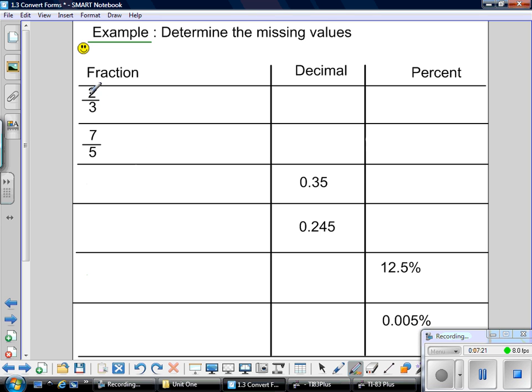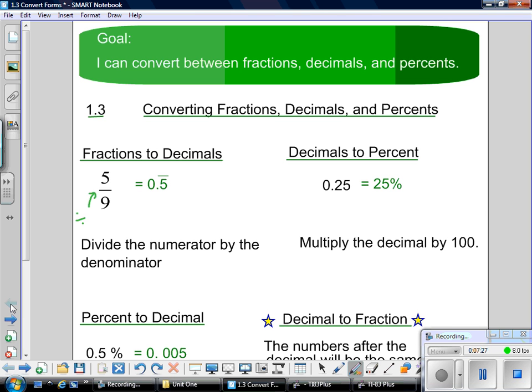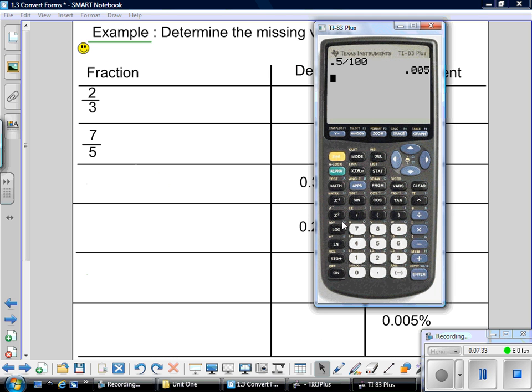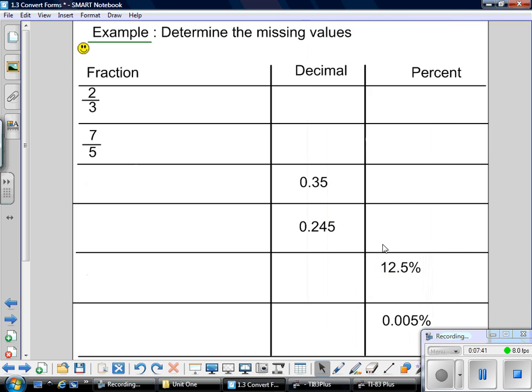Okay, so let's start with the first one, 2/3. I'm supposed to change it to a decimal. So you can either go back and see, I divide the numerator by the denominator. So again, I could bring up my calculator and go 2 divided by 3. And what you would end up with is decimal 6 repeating. So we would write down decimal 6 repeating.